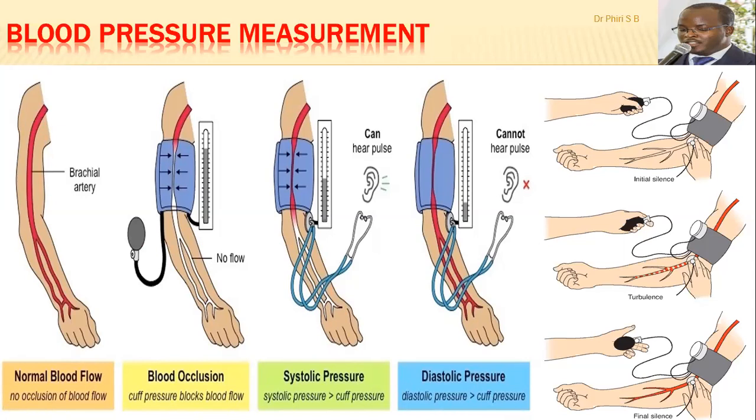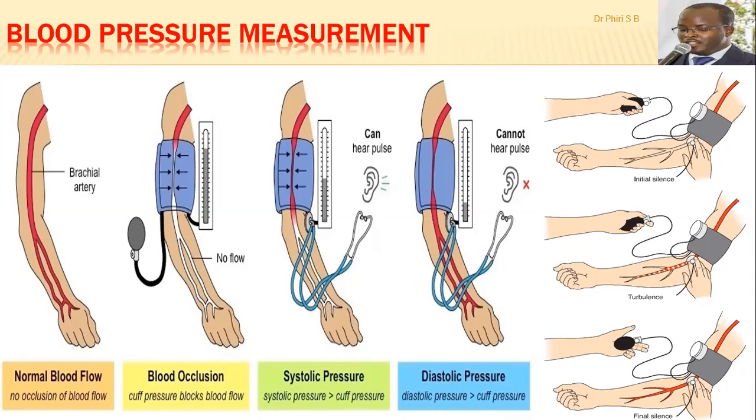But now, when you want to use the mercury sphygmomanometer, you're going to apply the cuff on the arm. But remember, before you take blood pressure, you need to make sure that the patient is comfortable and is not thinking about things, because those things can also interfere with your results, or they can give you wrong results.